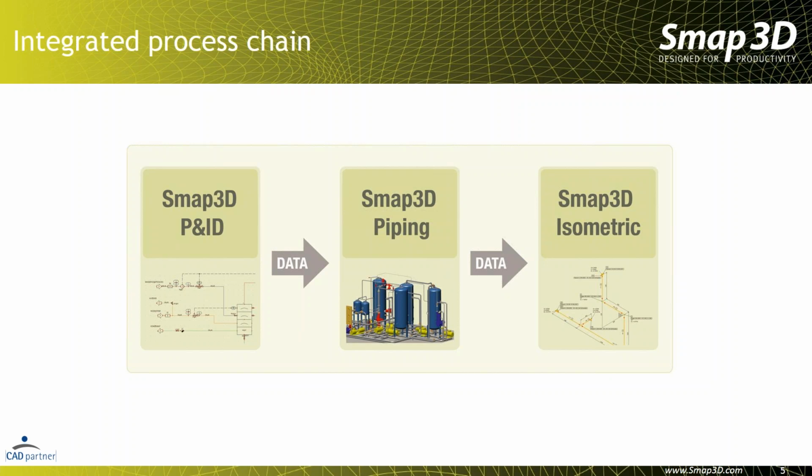The P&ID is also a standalone solution, so you can decide to use only the P&ID tool. If you don't do the process engineering yourself, you could also start directly with our piping tool. And if you don't need isometrics, for example, you can just use the piping as well. So there are different possibilities for how to use Smap3D, depending on your requirements.